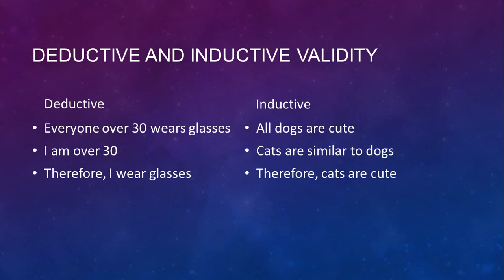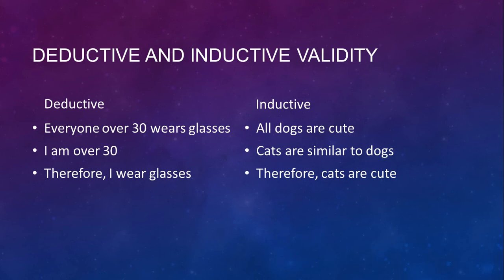This one on the left is deductive. Everyone over 30 wears glasses. I'm over 30, therefore I wear glasses. That is a perfectly deductive inference. That's got the maximum possible logical strength, right? If the premises were true, and clearly one of the premises is false, not everybody over 30 wears glasses, but if they were true, it would guarantee the truth of the conclusion. So it's perfectly deductively valid, despite the fact that one of its premises is clearly false. Its conclusion is true, but it only happens to be true, or something like that.